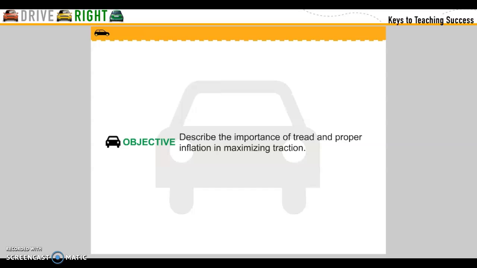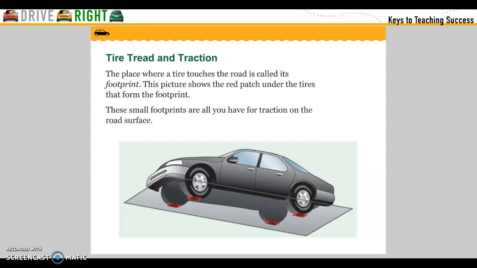Objective: describe the importance of tread and proper inflation to maximize traction. Tire tread and traction. The place where a tire touches the road is called its footprint. These pictures show the red patch under the tires that forms the footprint. These small footprints are all you have for traction on the road surface.